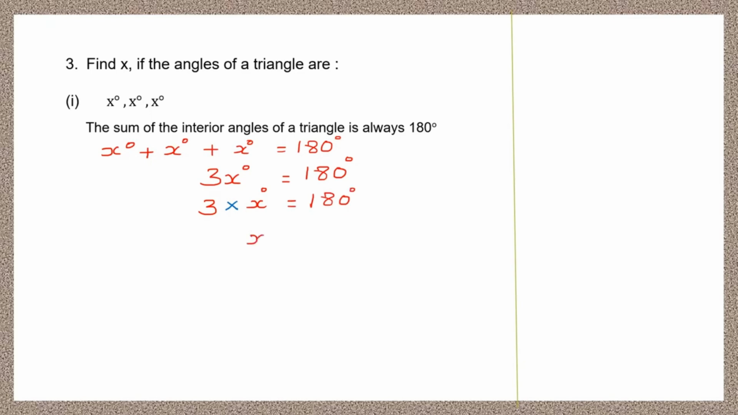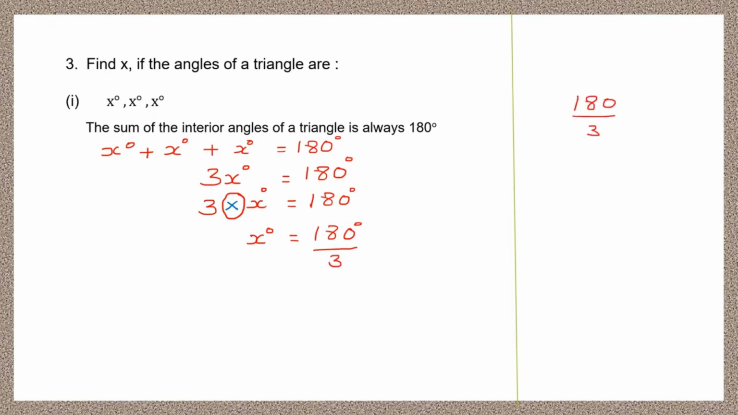I'm going to leave the unknown angle x here on the left hand side, 180 degrees on the right hand side. I'm going to move 3 to the other side. Now the operation here is multiplication. So when 3 goes to the other side, it becomes division. 3. Now let me divide 180 by 3.